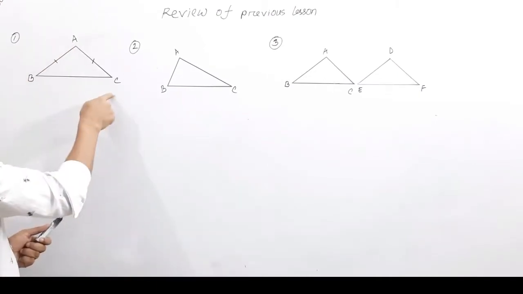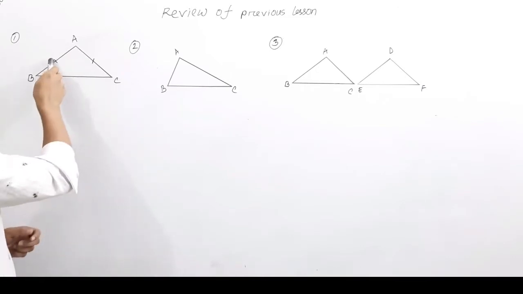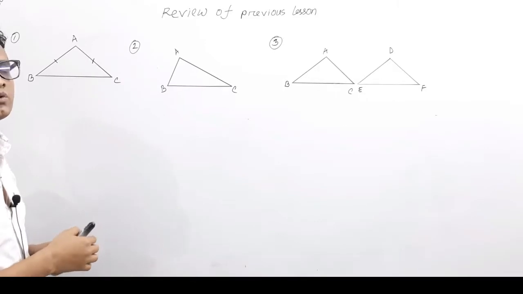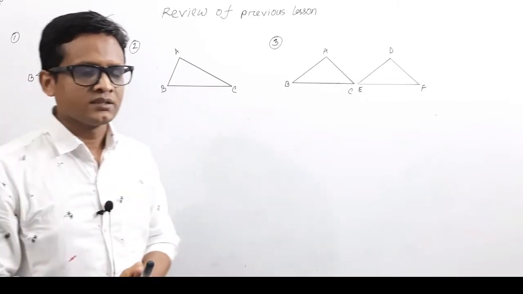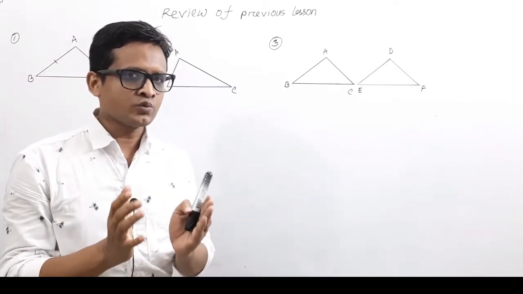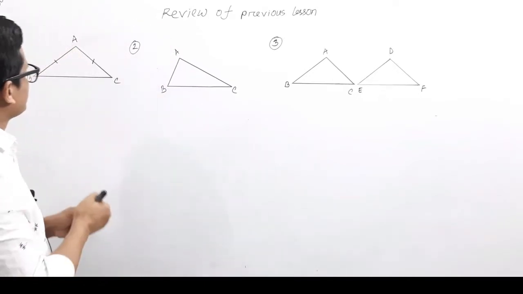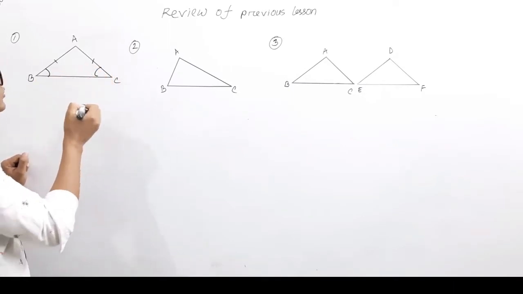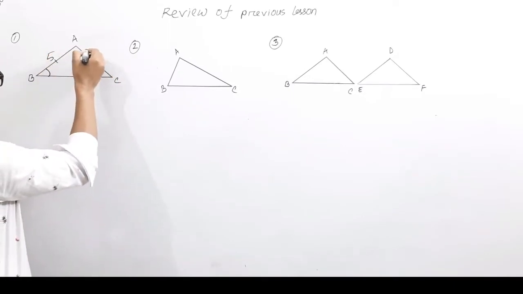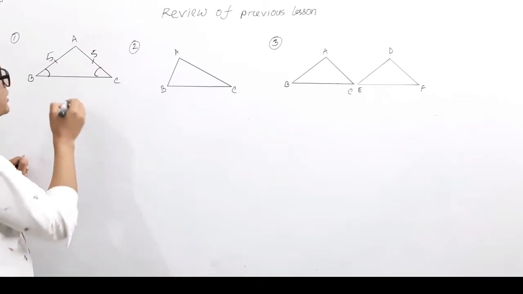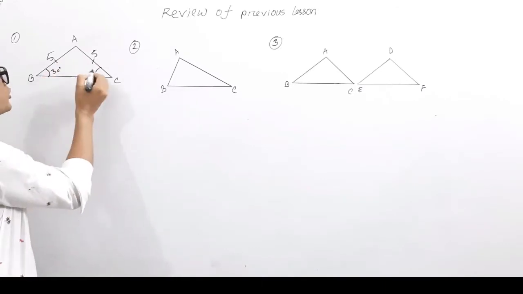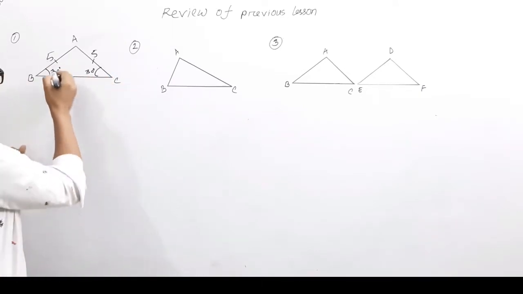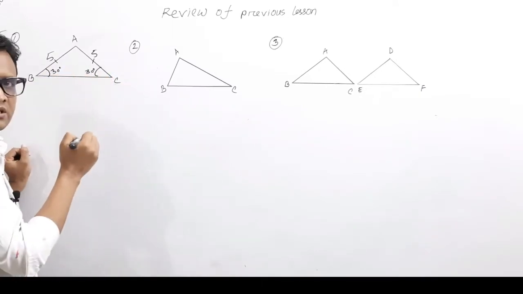Number one: A, B, C here. This side and this side are equal. When the sides are equal, we know this is an isosceles triangle, right? Isosceles triangle means two sides are equal. So when two sides are equal, we know the base angles will be equal. If this one is 5 centimeter, this one is 5 centimeter. If this angle is 30 degree, this one will also be 30 degree. If it is 60 degree, then it will also be 60 degree.